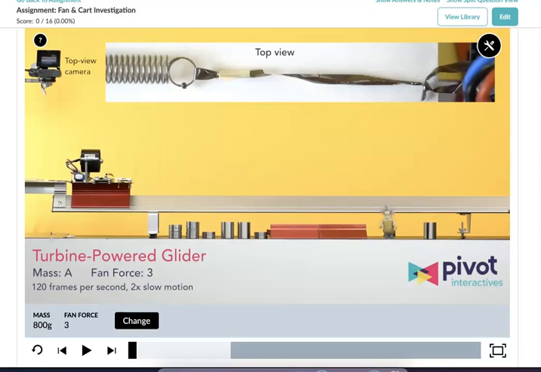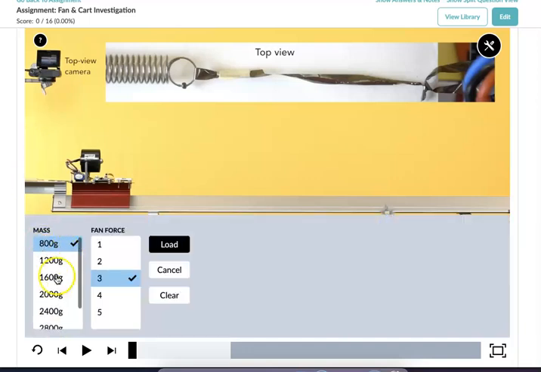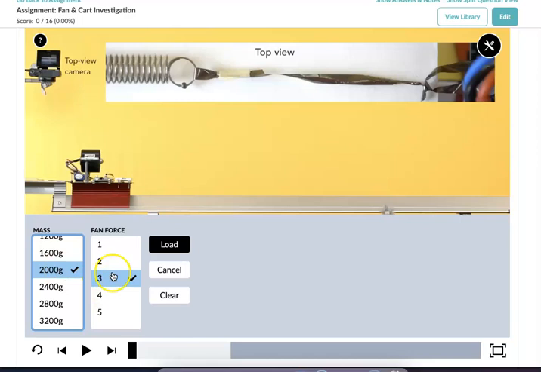So, when you are doing this activity, it's important to remember that you should not be using 800 grams. You should be using one of these. If you happen to already have data taken with 800 grams, keep it. But I want you to actually explore different masses. So let's say I'm just going to use 2,000 grams.